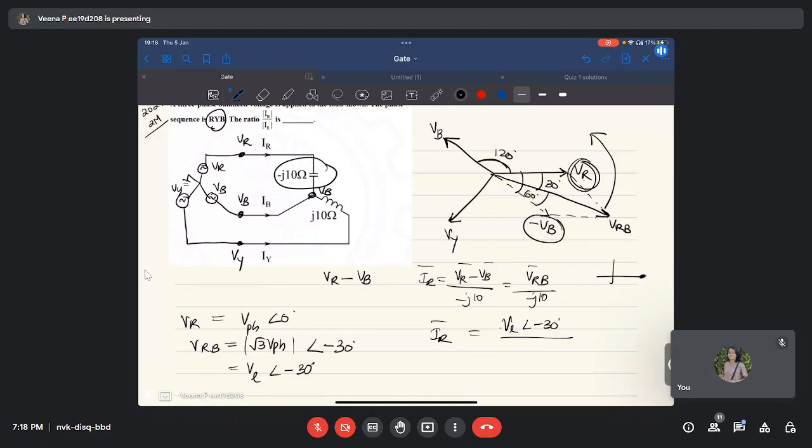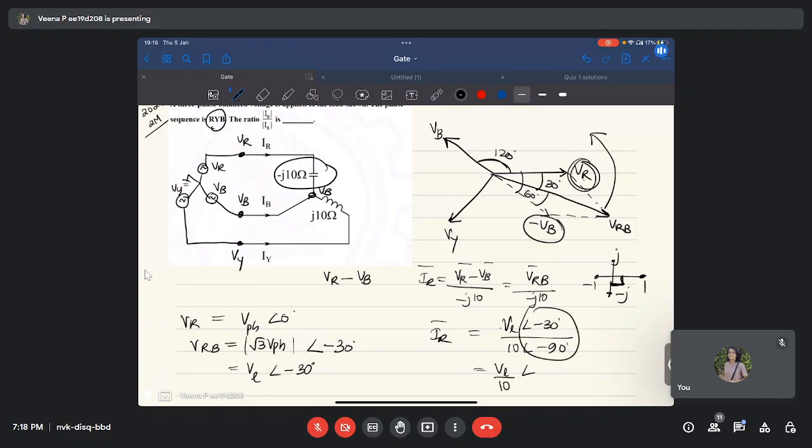You know, this is the real part, this is J. This is 1, this is J. This is minus 1, this is minus J. So minus J is minus 90 degree. So this is 10 angle minus 90 degree, or VL by 10 angle.